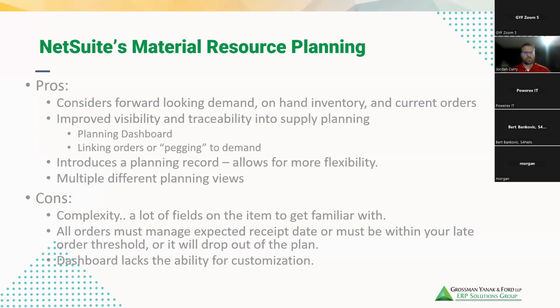So again, material resource planning considers forward-looking demand, same as time phased, on-hand inventory, current orders, and it has significantly improved visibility and traceability. So you have the planning dashboard, which we'll maybe take a quick look at here at the end. It has a process to link orders to the demand. That's what it's termed pegging. It pegs the supply orders to the actual demand.